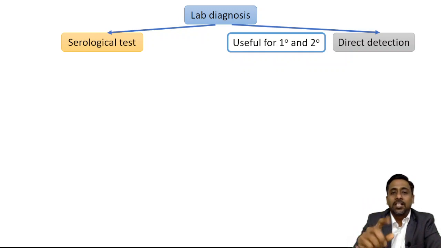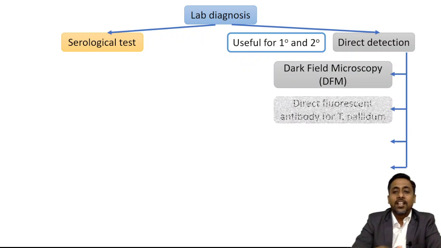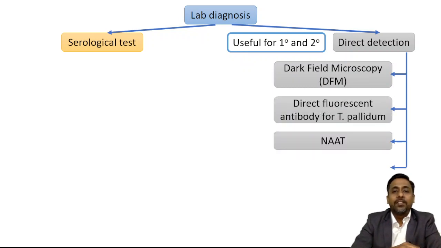So what are those methods? First, I told you in the question itself, dark field microscopy. Second is direct fluorescent antibody for Treponema pallidum. Third is nucleic acid amplification test, and fourth is silver staining.